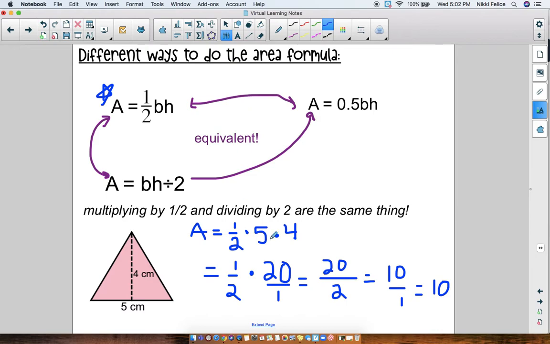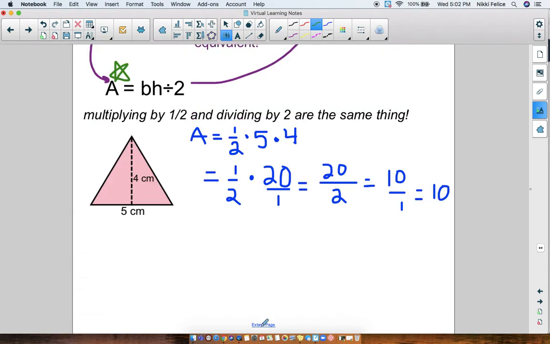I mean, I also know that just because I know that half of 20 is 10. But if I wanted, I could have done my math this way, using base times height divided by 2. And sometimes people like that better. So we would have done base times height divided by 2. So that would have been, well, the base is 5 times the height is 4, and then divide that whole answer by 2. So that would have equaled 5 times 4 is 20.